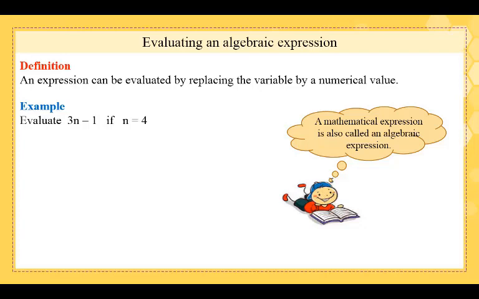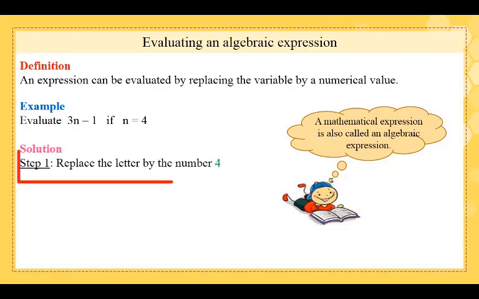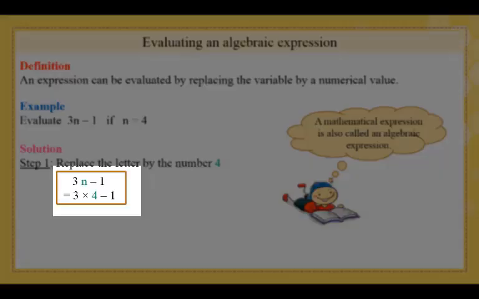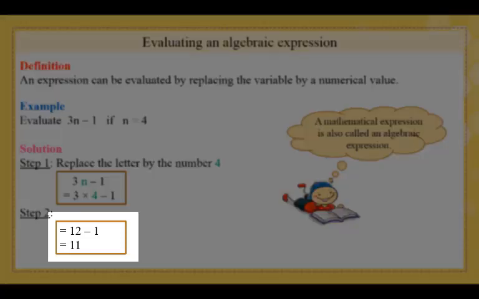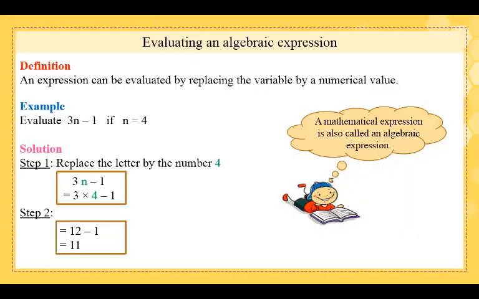To find the value of this algebraic expression, we have two steps. The first step is replacing the letter by the number 4. 3n minus 1, instead of n we write 4, so 3 times 4 minus 1. Second step, 3 times 4 equals 12, minus 1 equals 11. 11 is the value of the algebraic expression.